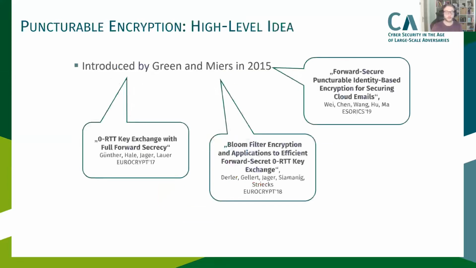But in 2015, Green and Miers published a new cryptographic primitive called puncturable encryption. And puncturable encryption can be used in non-interactive settings to achieve forward secrecy. And non-interactive settings are settings in which an initiator sends only one message to a responder to establish a session key. And these settings are, for example, zero round trip time key exchange or email security.